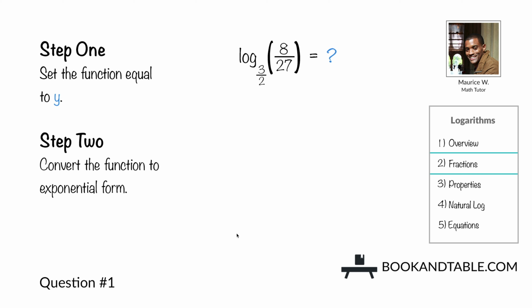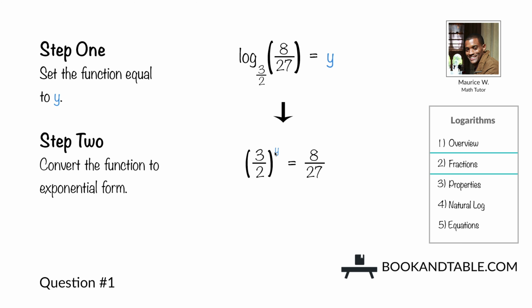Question number 1. We're given log of base 3/2 of 8/27. And since our base is a fraction, step 1 is going to be to set the function equal to y. And now step 2, we want to convert the function to exponential form. So we take our base 3/2, raise it to a power of y, and set that equal to the argument 8/27.